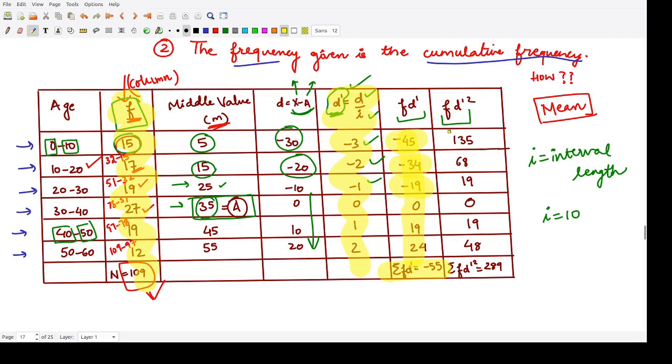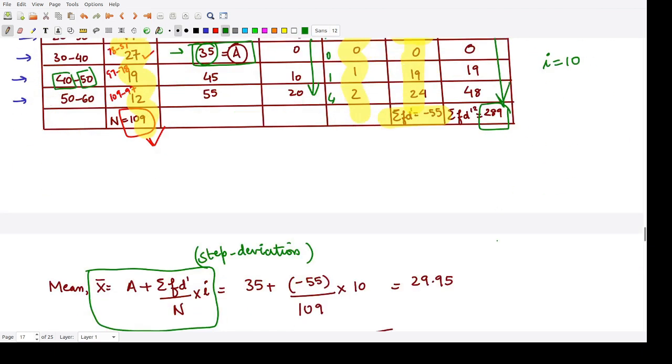And then you compute f into d dash square. d dash is this one, minus 3, minus 2, minus 1, 0, 1 and 2. Firstly, you will compute what is d dash square. So d dash square would be this quantity 9 and then 4, then 1, 0, 1 and 4. And then you multiply this with the corresponding frequency. So you have this column. Then you add up all these. So you would have 289 as the final answer.